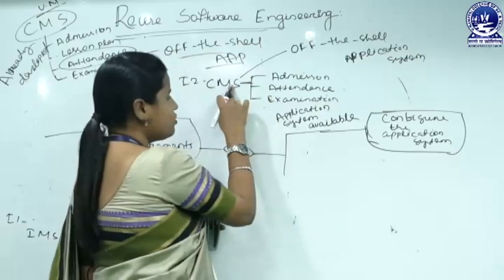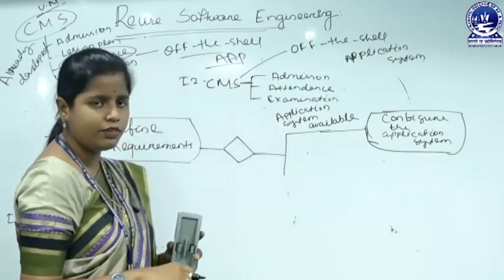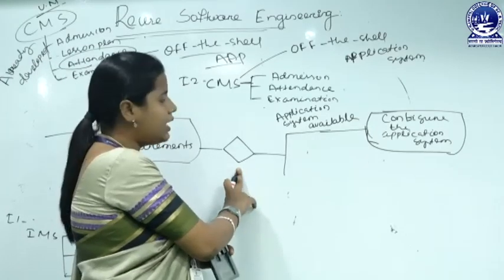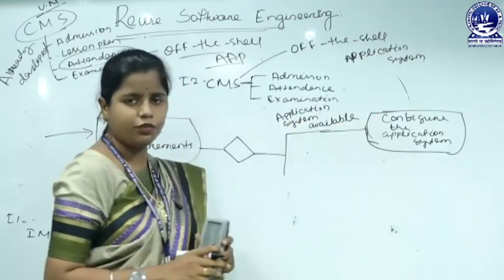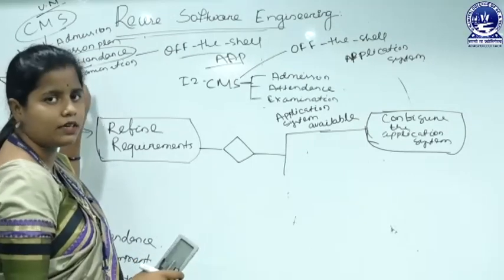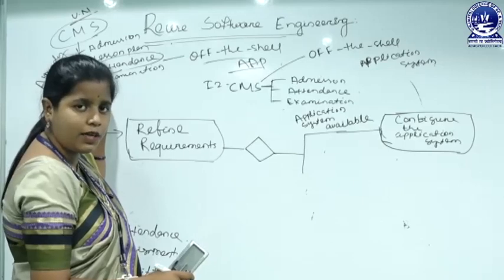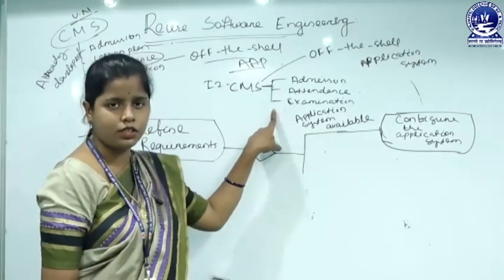So, for institution 2, all these functional requirements are already available with us, then we can take the decision and go for the application system available. Next, we can configure the application system. That means we have to copy all the code that has been developed for the UN College management software, and we have to delete the lesson plan, because the lesson plan is not required here.